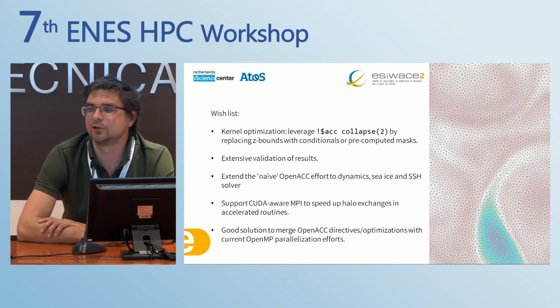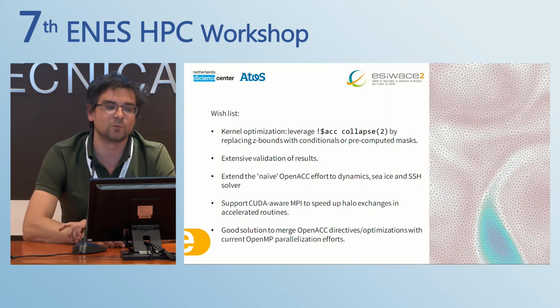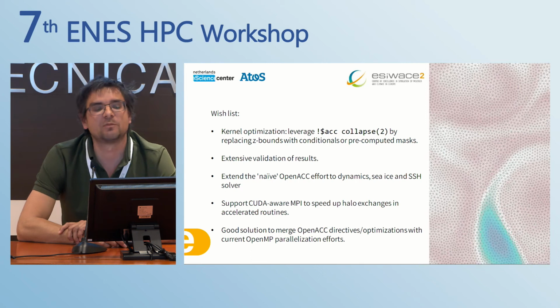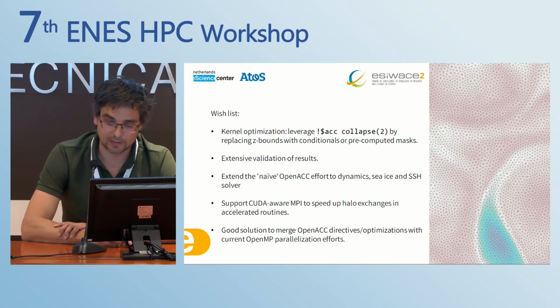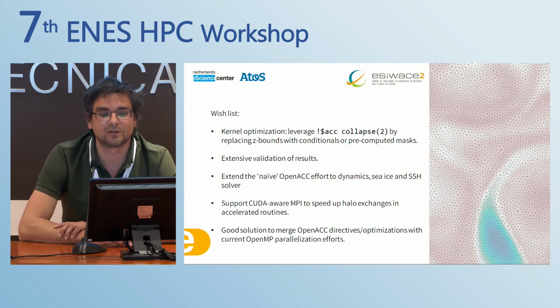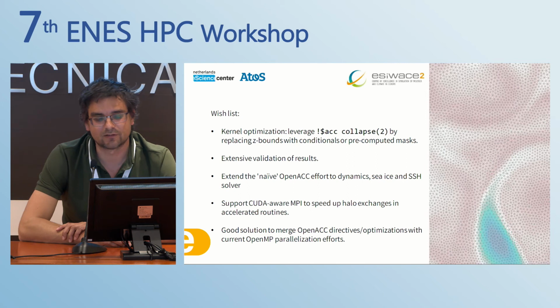So I also have an outlook. I have a wish list. First, I think you should look at kernel optimization to see where you can get with optimizing the current port. And Atos has kickstarted this already in the flux corrected transport. They have used a mask or conditionals and could leverage collapses to increase the utilization. So you need to validate results, of course, but that speaks for itself. And then extend the OpenACC effort to the full code.